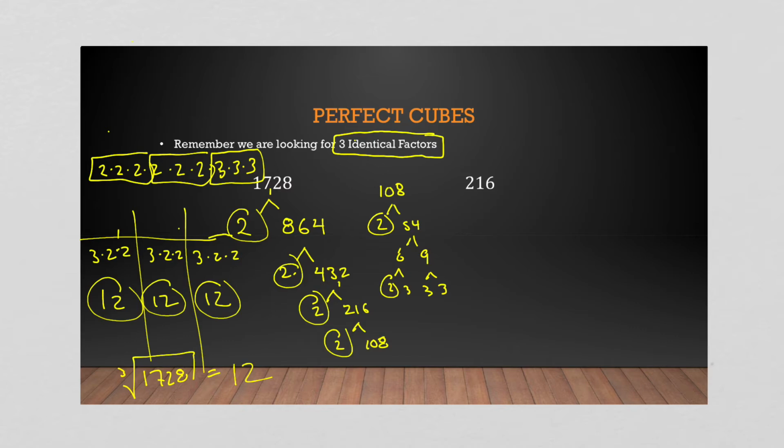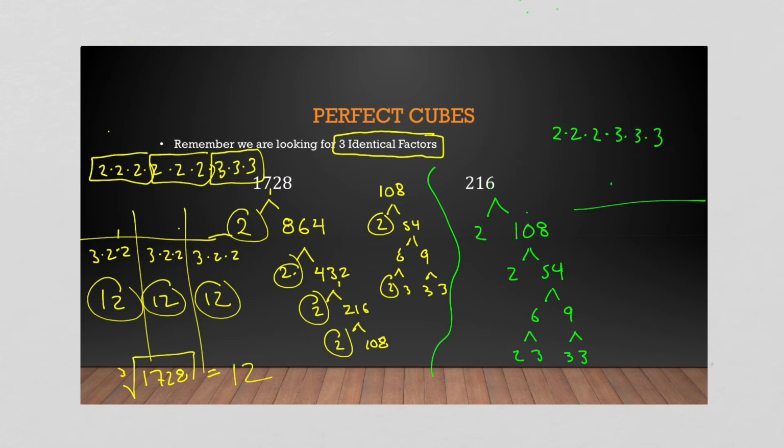So this time we're looking for 3 groups. What about 216? Well, 216 is even. So it's 2 times 108, then 2 times 54. And here we go again, 6 times 9, 2 times 3 and 3 times 3. So what do I have? I have 2 times 2 times 2 times 3 times 3 times 3.